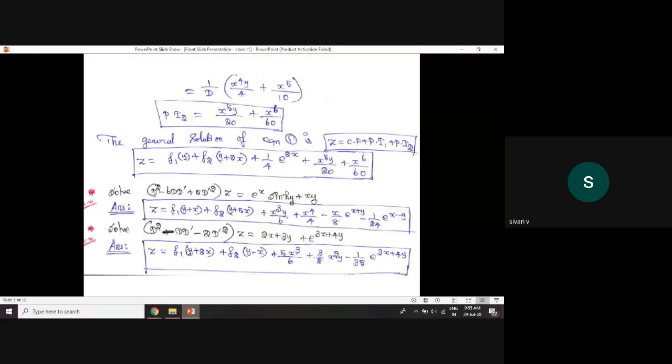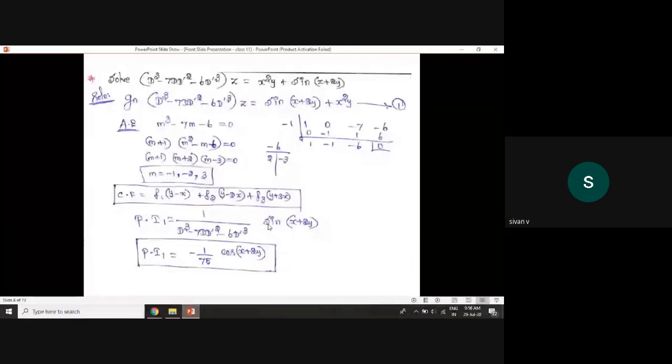Next one, solve d square minus d d dash minus 2 d dash square of z equal to 2x plus 3y plus e power 3x plus 5. This problem is also similar. I will send the notes for these homework problems. Try it, and if it is not possible, tell me which problems you are unable to do. I will send the full answer. Next problem.